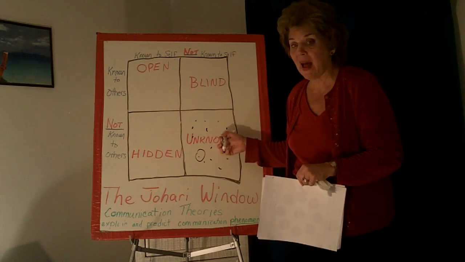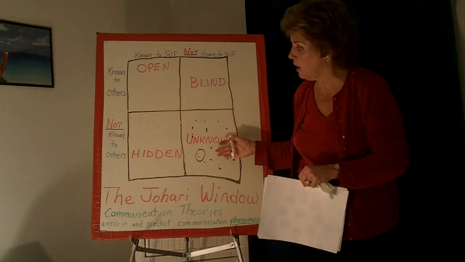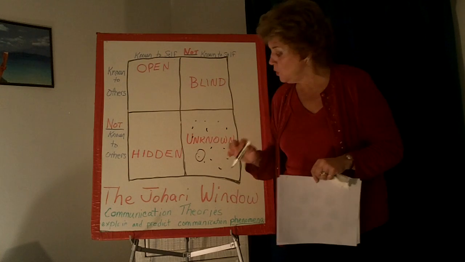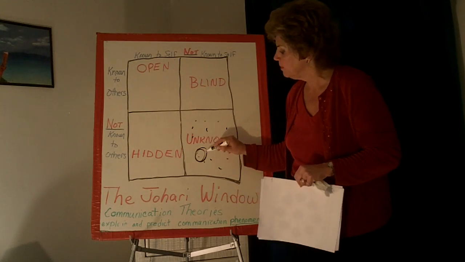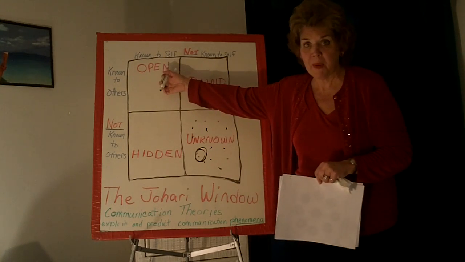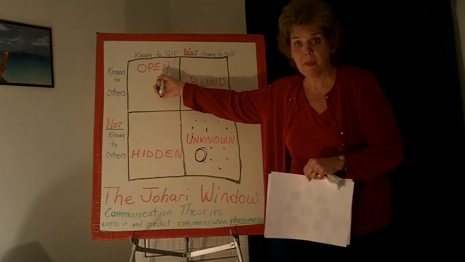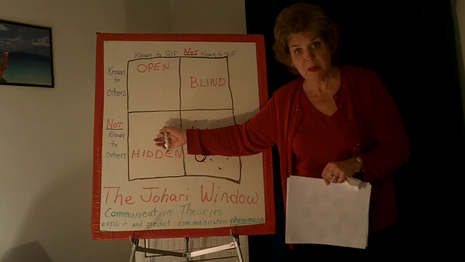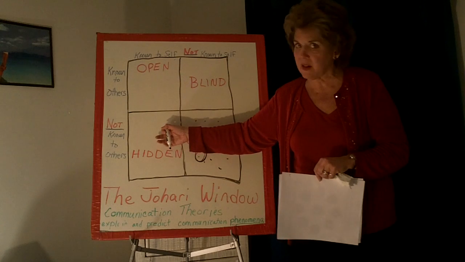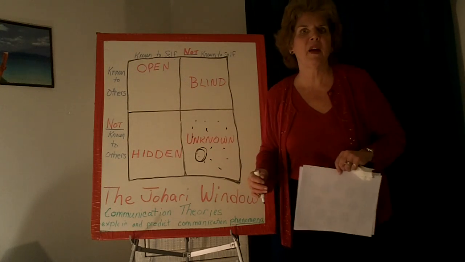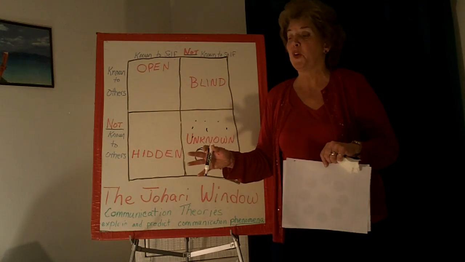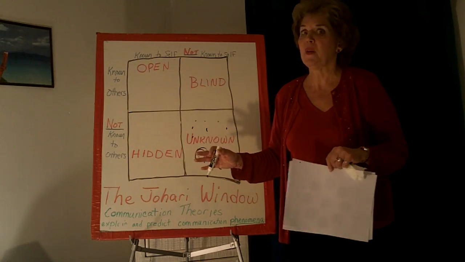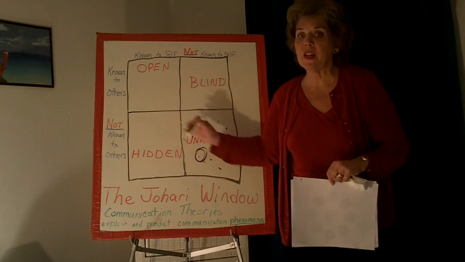It can't stay in this box because this is not known to self and not known to others, but now you know whatever this is. It either has to go up here in the open pane because you're willing to share it with other people, or it comes over here to the hidden pane because you know it, but you're not going to share it with other people. Maybe you just found out that your grandfather was an axe murderer. That's not something you probably want to go around telling everybody, so that would stay in your hidden window.